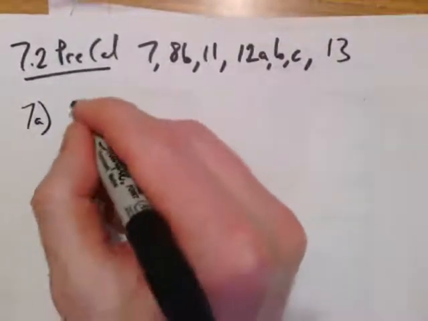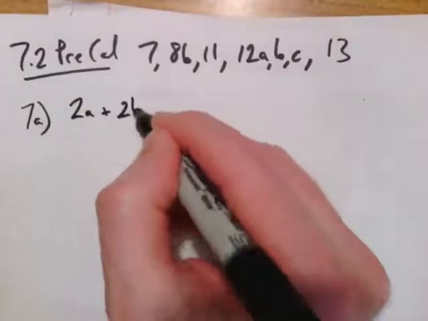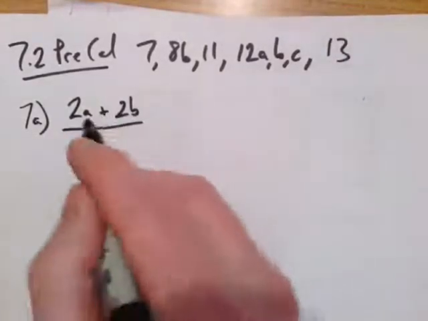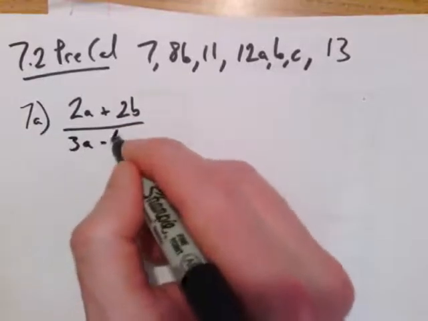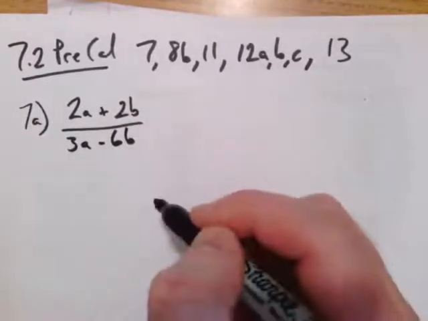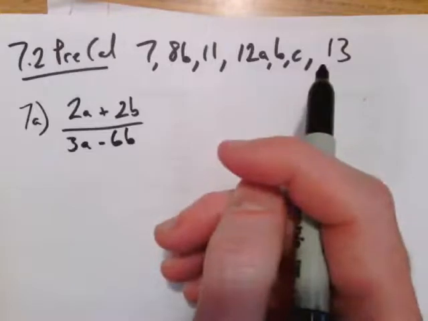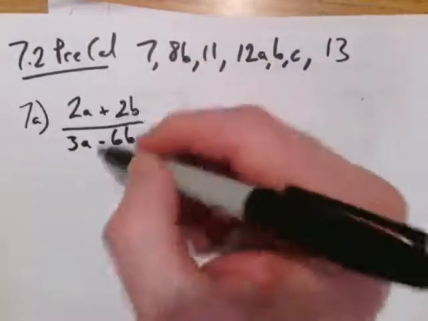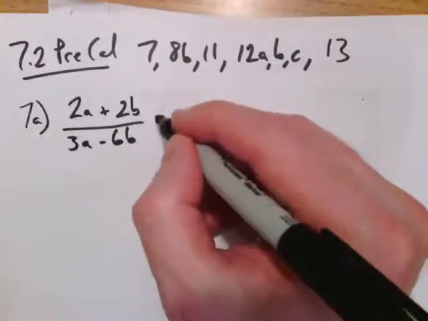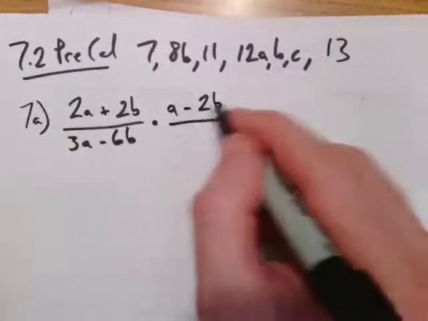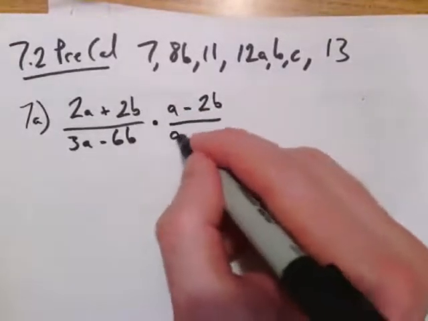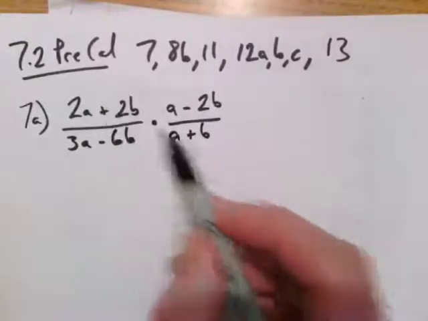Okay, 7a, 2a plus 2b. Common number right there is 2. That's the only thing common. Over 3a minus 6b. Common there is 3. Looks like you're not going to be able to cancel anything so far. And then it says times a minus 2b. Nothing common. Over a plus b. Nothing common.